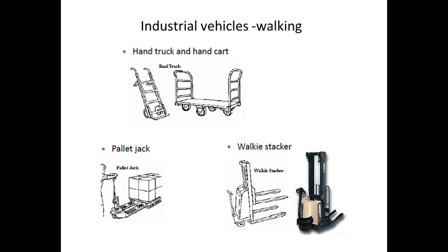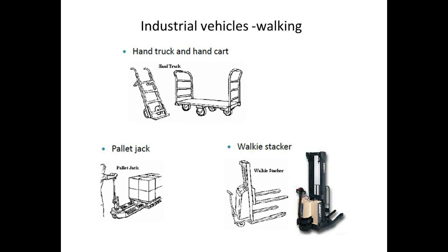Coming to another slide, industrial vehicles. This is another component of our material handling system. Among industrial vehicles, these are the walking tools: hand truck and hand cart. You have seen these; in the previous year, your seniors developed this type of cart. This one is the hand truck. You can push it. Pallet jack. Here you have the jack, which carries the pallets, and using the jack you can easily remove and place them somewhere you want.